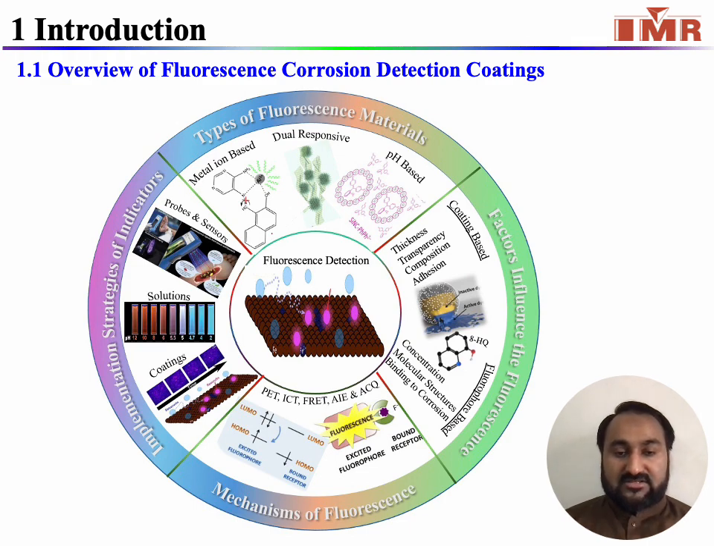First of all, the introduction. So what are fluorescence corrosion detection coatings? These are coatings that can detect corrosion when put into a UV environment. There are three types of these coatings: one is pH based, the second is metal ion based, and the most recent is dual responsive. And there are some applications and mechanisms. We will discuss them further one by one.